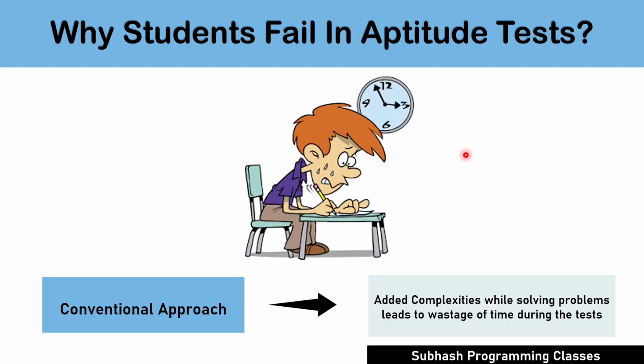And solving mathematical problems using the conventional method consumes lots of time. And sometimes while solving the problem using conventional methods, it may add unnecessary complexities which may lead to wastage of time during aptitude tests. This is the main reason why many students fail in aptitude tests. I have personally come across lots of students who have great academic scores in mathematics but they are unable to crack the aptitude tests. As said earlier, the main reason for failing to crack aptitude tests is using the conventional or traditional approach towards solving mathematical problems.